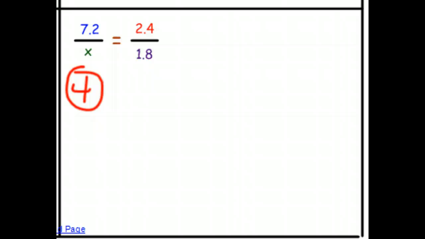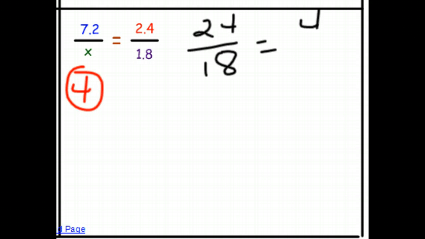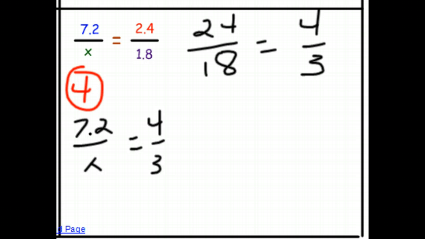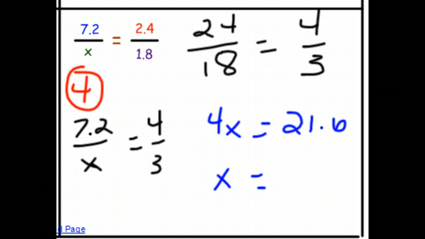Well, 2.4 over 1.8 is the same as 24 over 18. 24 over 18 divided both by 6 is the same as 4/3. So 7.2 divided by x is equal to 4 over 3. What that gives us is that 4x is equal to 21.6. X then, when we divide by 4, gives us an answer of 5.4.